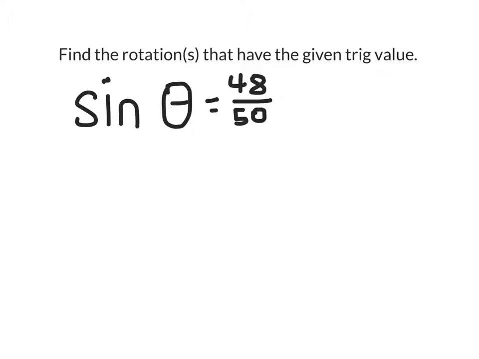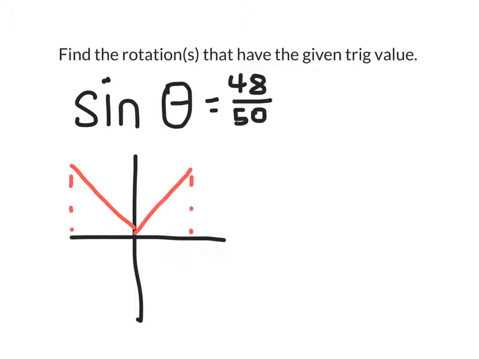A great first step would be to draw the two rotations. I know that for sine of theta to be positive, the y, or in other words, the opposite side, needs to be positive and needs to be pointing upward. So therefore, these triangles have to be in the first and the second quadrants. So I draw my two triangles, and it might be helpful to label both of them.